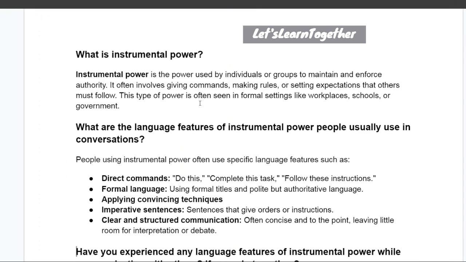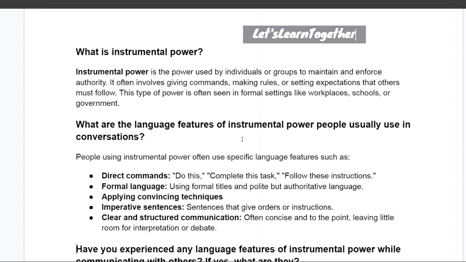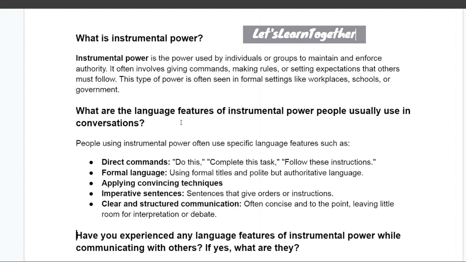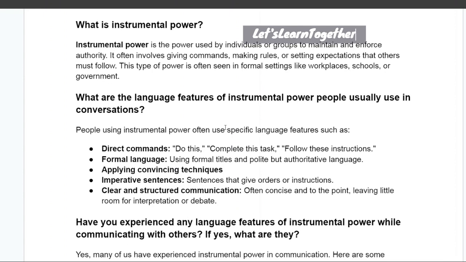All right, I hope you can understand what this means, that instrumental power is a sort of power that is used by people to enforce their power or to demonstrate their authority by making people believe or do the work that they set. Okay, then the next question is, what are the language features of instrumental power people usually use in conversations? That means how people use instrumental power in their conversations. That means how can they make an effect on the psychology of people in order to make their work done by others.